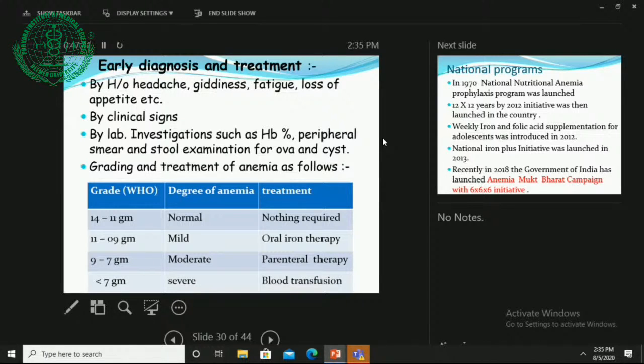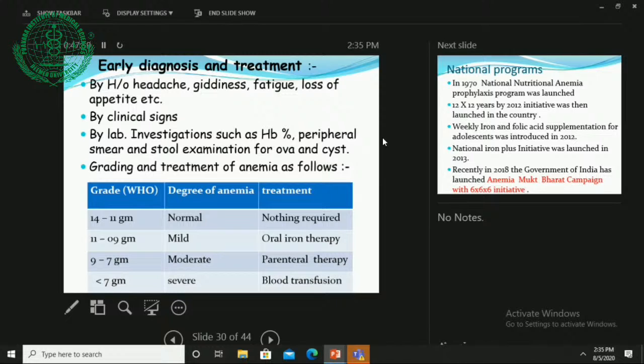And if the hemoglobin is less than 7 grams, it is considered as severe anemia and you require blood transfusion for these cases. If you give blood transfusion, that increases hemoglobin by about 1 gram.